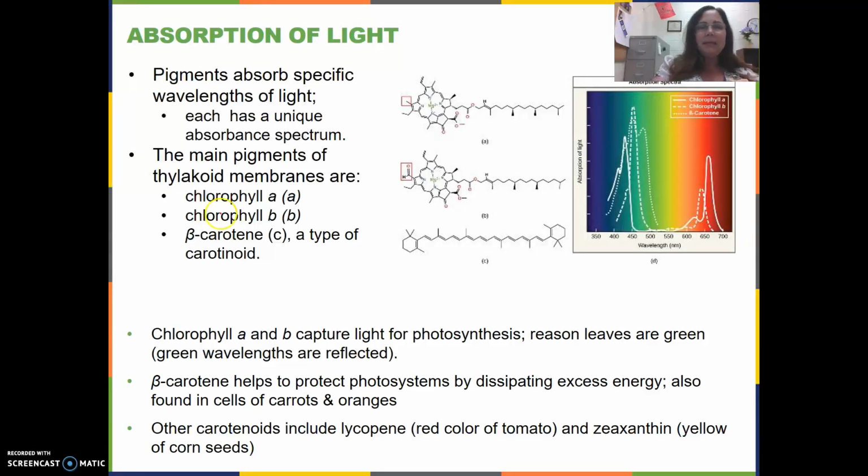The main pigments found in thylakoids are chlorophyll A, chlorophyll B, and beta-carotene, which is a carotenoid. Again, I'm sorry, I don't mean to mark through the words. It's hard. My hands are kind of shaky. But you can look down at the bottom. Beta-carotene is found in the cells of carrots and oranges. You've probably heard that before.